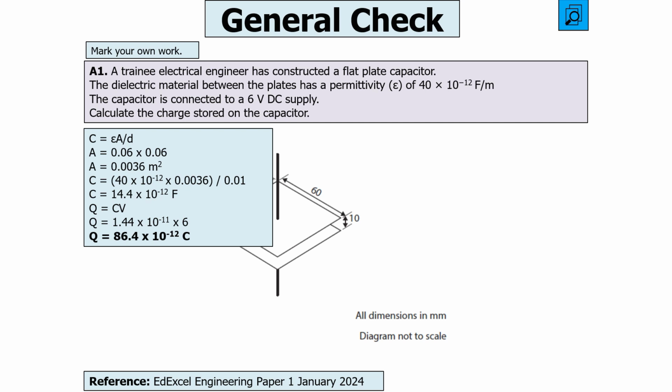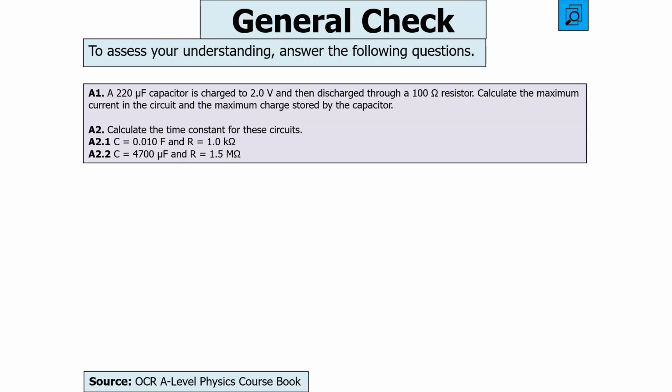We work it all the way through and we get the capacitance out to be 14.4 times 10 to the minus 12 farads. We then say Q equals CV, and we want to work out the value of Q. So we pop in all the values, we know V is equal to 6, so it's 86.4 times 10 to the minus 12 coulombs.